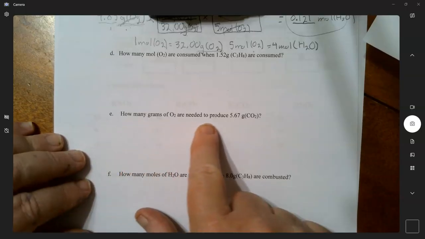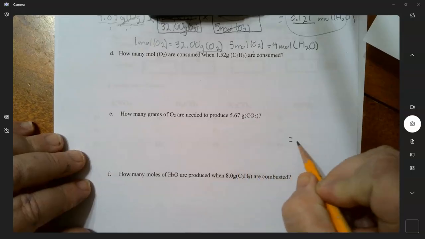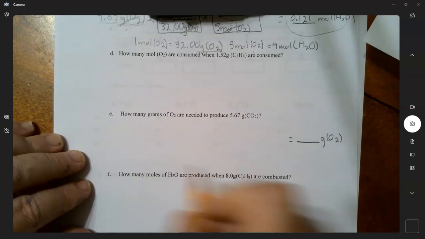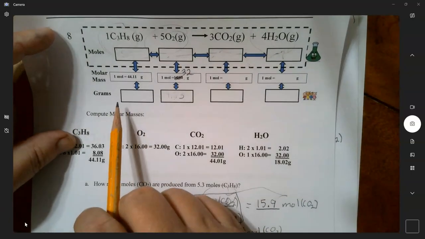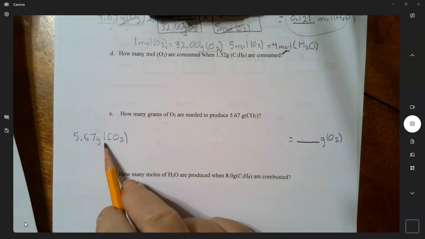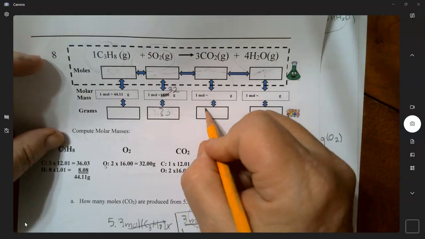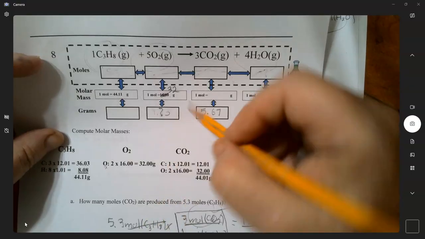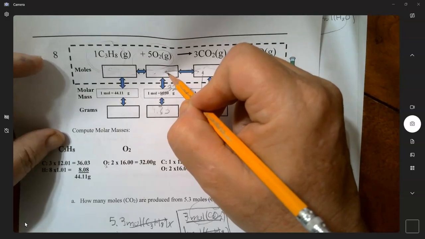How many grams of O2 are needed to produce 5.67 grams of CO2? So let's go ahead and start our equation. We're looking for grams of O2. So we go down to the grams row, come over underneath O2 and put a question mark. We're starting with 5.67 grams of CO2. So we come over here, grams row again, under CO2. Okay, go from what we know to what we don't know. You go up, go over, and you go down.